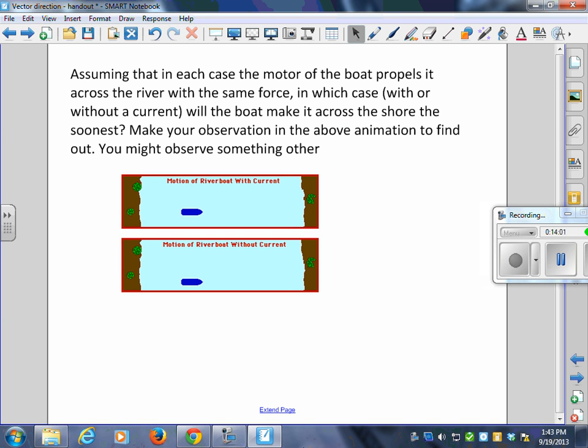Okay, I think I skipped ahead a little bit here. Assuming that in each case the motor of the boat propels it across the river with the same force, in which case, with or without a current, will the boat make it across the shore the soonest? Same time, right? But the top one's traveling faster.